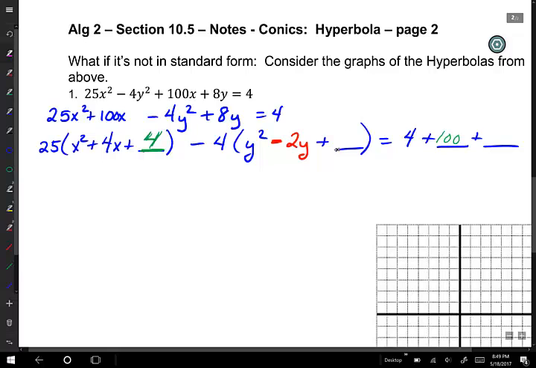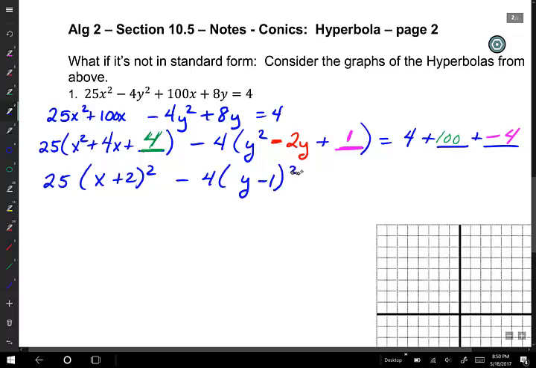Our second blank, half of negative 2 is negative 1, squared is 1, but we're not really adding 1, we're really subtracting 4 because of the negative 4 times the 1. That's the big idea here, and now we're going to write it as a binomial squared, so x plus 2 squared minus 4 times y minus 1 squared, and this equals 100.